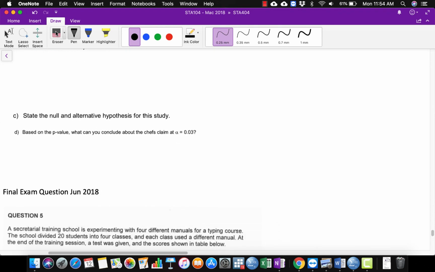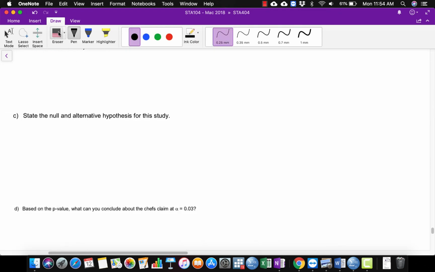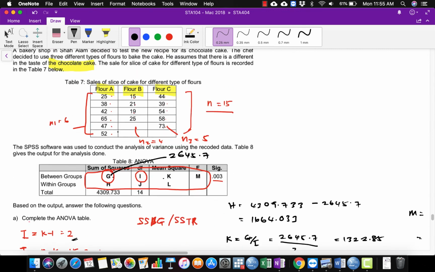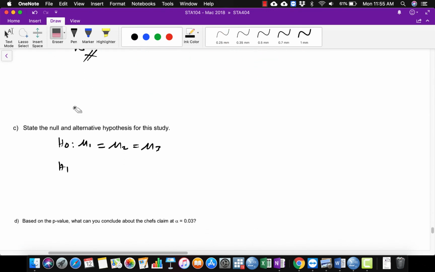And state the null hypothesis. The null hypothesis is very easy. H null: mu1 equal to mu2 equal to mu3. H alternative: of course you need to put mu for FLA A, FA, FB, FC, at least one group is different, right?